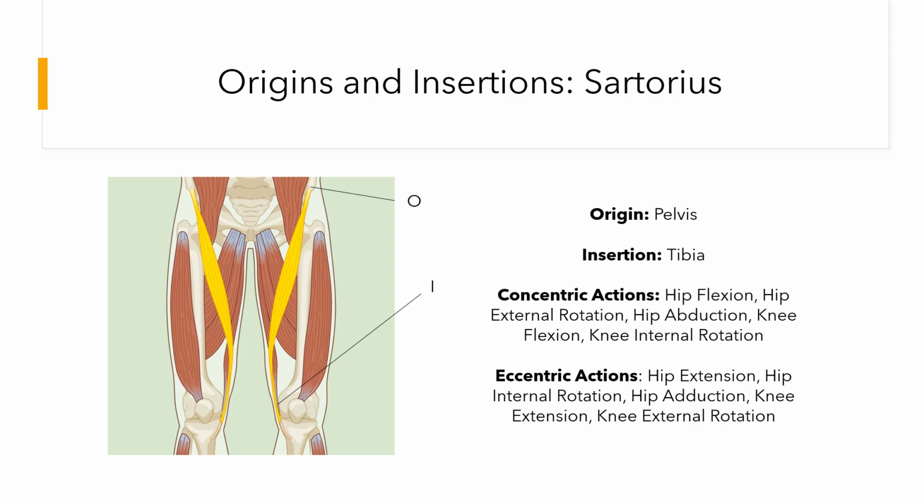So hip flexion, hip external rotation, abduction, knee flexion, and knee internal rotation, very important muscle for knee stability and hip stability and strength. Eccentrically, hip extension, hip internal rotation, hip adduction, knee extension, and knee external rotation.